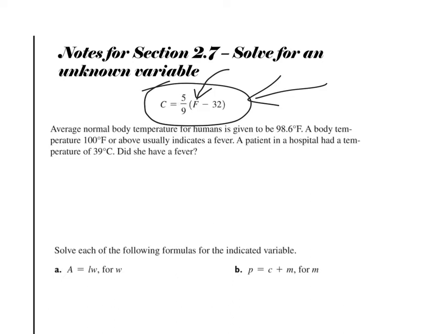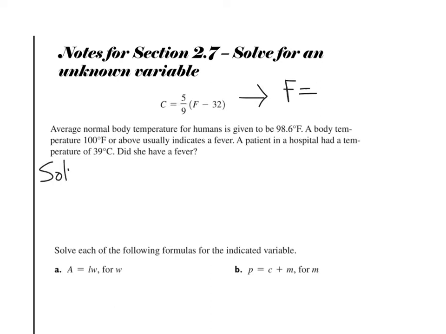But what if we wanted to change this formula so that you could input a number for Celsius and it spits out the Fahrenheit version of it? We have been equipped with the ability to plug in a number and figure out how to get that number alone. But this time we're going to change the formula so that it starts with F equals rather than starting with C equals. So what we're doing is solving this formula for F. Solve for F.